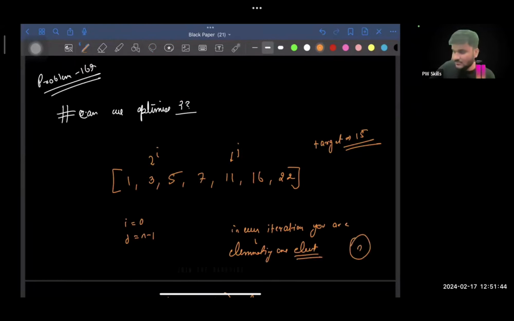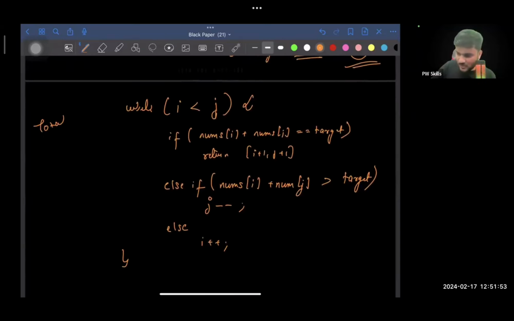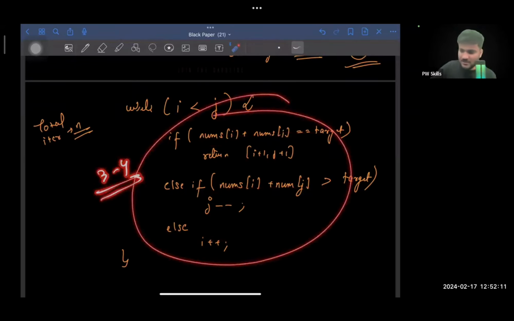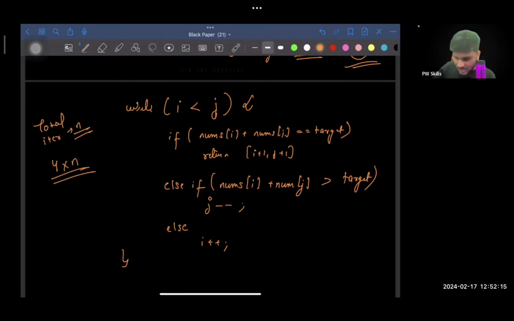How many total elements are there? N elements. So how many eliminations can you make? N. That means how many iterations can there be? N. So total iterations is N. In every iteration, you are doing if checks and you are doing increments. So worst case will happen when you do all of the if checks and you do i++. So approximately in every iteration, you are doing 3 to 4 instructions. So even if you do 4 instructions for n iterations, total instructions becomes 4n.